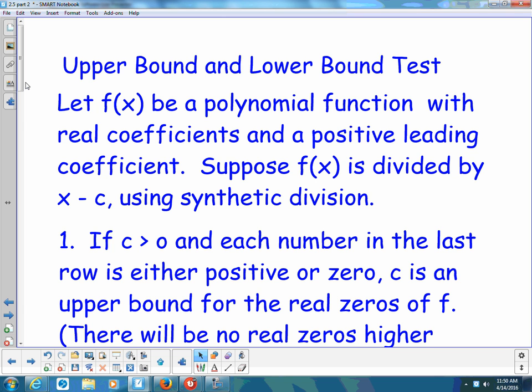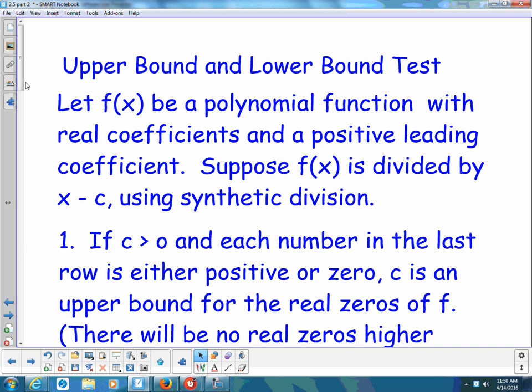This is a way of saying, if I pick a number like 10, am I guaranteed that there's going to be no zeros to the right of that number? Is 10 an upper bound for all my zeros? Does that make sense? So I won't have to go looking. It's not going to strangely come back up and go through the x-axis again somewhere to the right of 10.